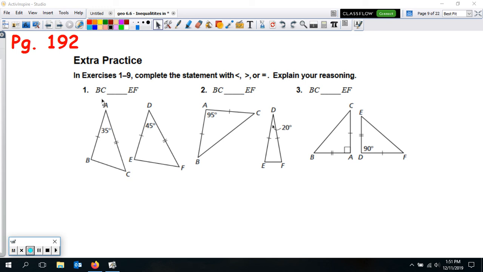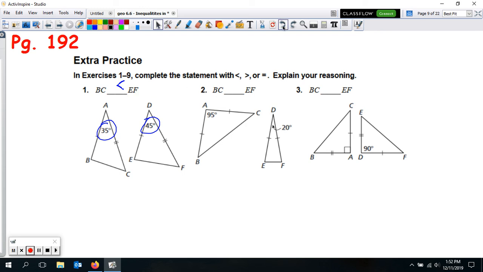All right, so for the first one, again, we just got to look at the angles here. For this one, angle A is 35 and angle D is 45. So that means that since 35 is smaller, BC is going to be less than EF. So it's a less than symbol. So again, the mouth has got to open to the bigger one. So just like those gators that we talk about with the greater than, less than, the alligator is going to eat the bigger one. So always remember that. Alligators always want more. So they're always going to eat the bigger one.